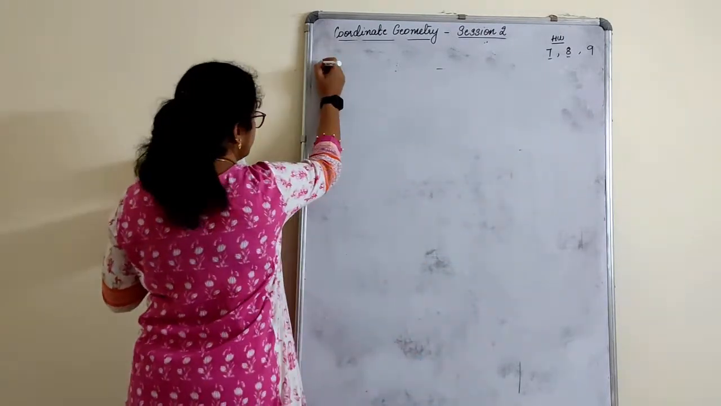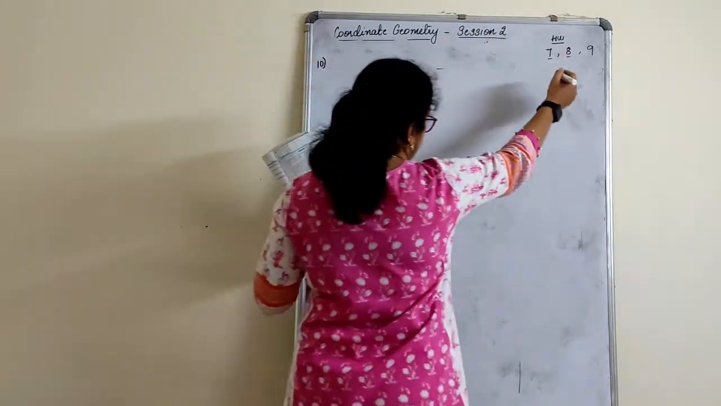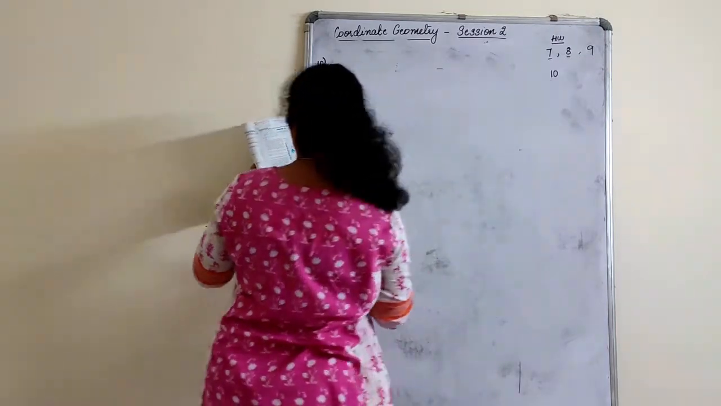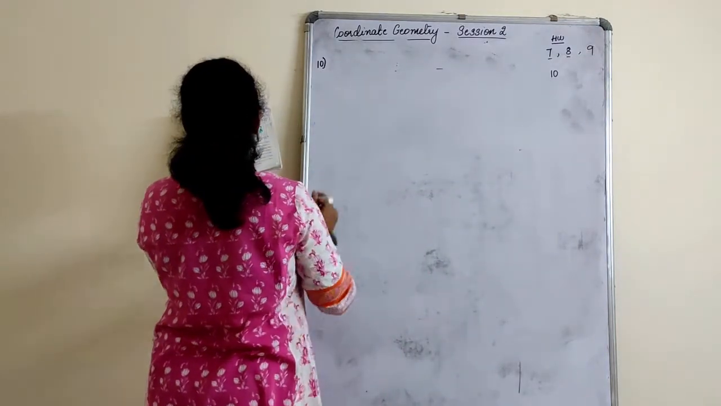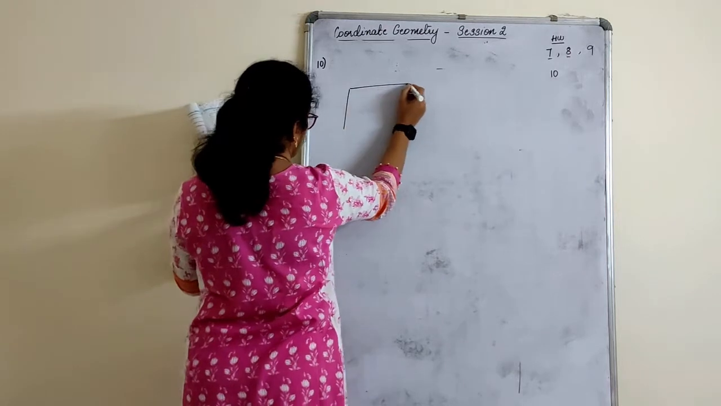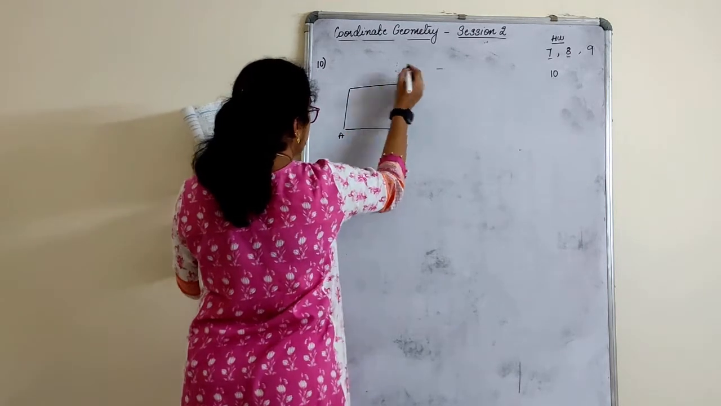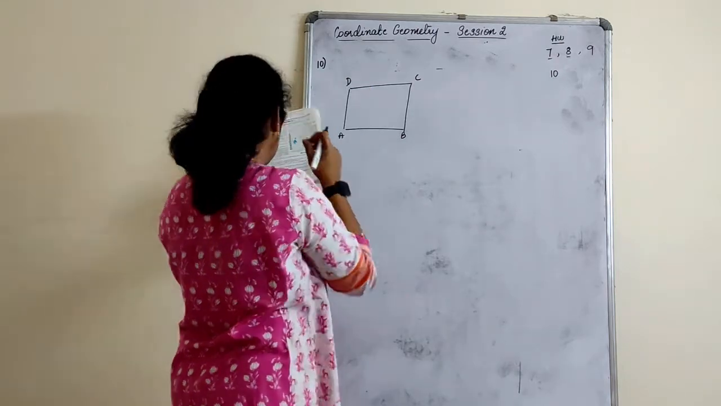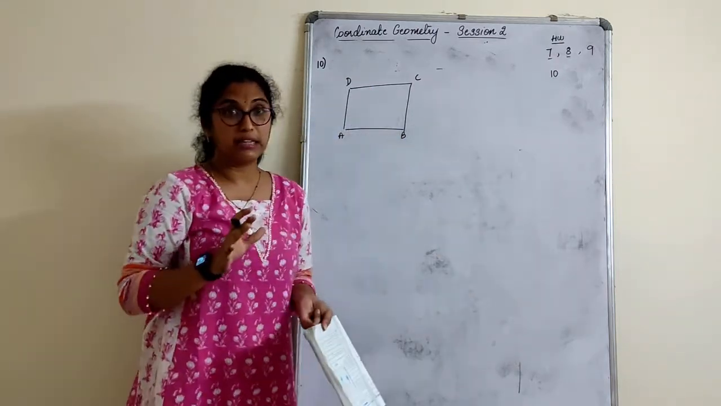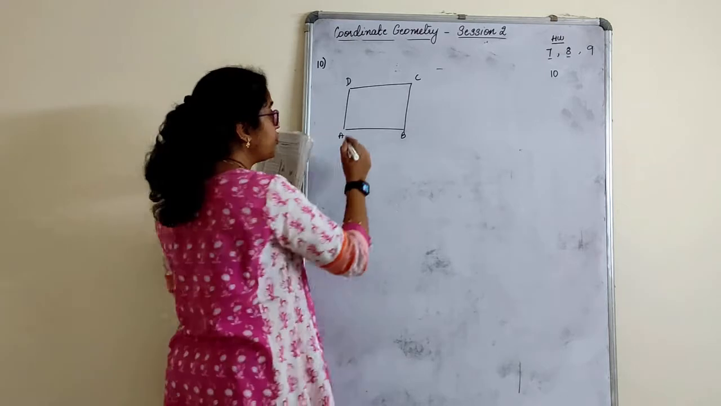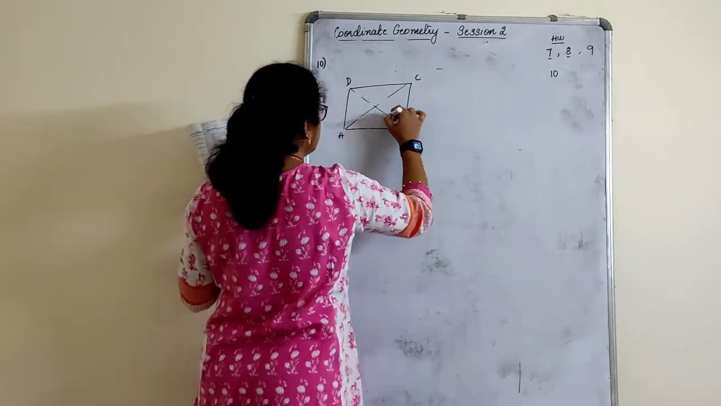Tenth one. That's again a homework, children. Find the area of the rhombus. Now, here the rhombus formula they have given as a hint, half product of its diagonals, but in examination they don't give you. So these are diagonals.